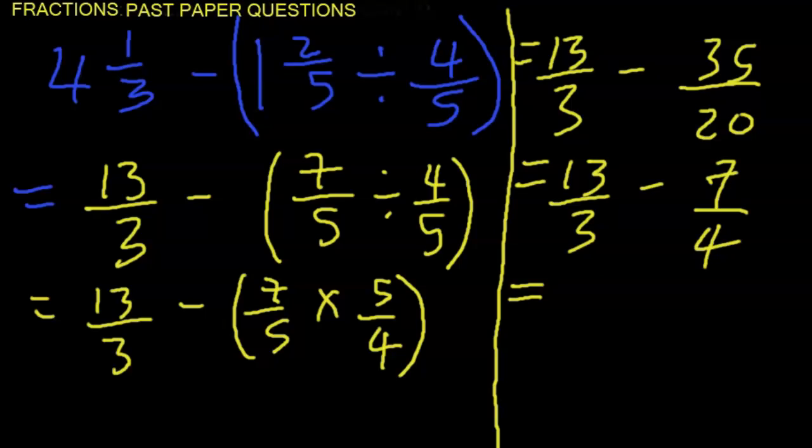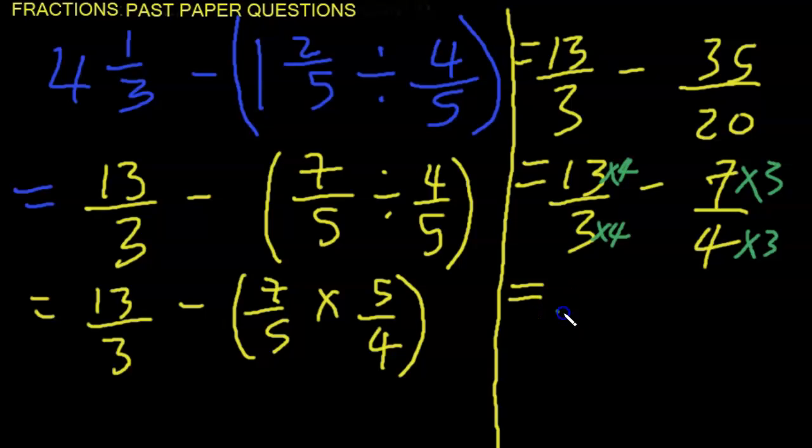So the LCM for 3 and 4 is 12. So we need both denominators to be 12. Now to get this denominator to be 12, I need to multiply it by 4. Which means I have to do the same thing to the numerator for the fraction to be equivalent. And likewise here, I want this denominator to be 12. So I need to multiply this 4 by 3. Which means I have to do the same thing to the numerator for the fraction to be equivalent.